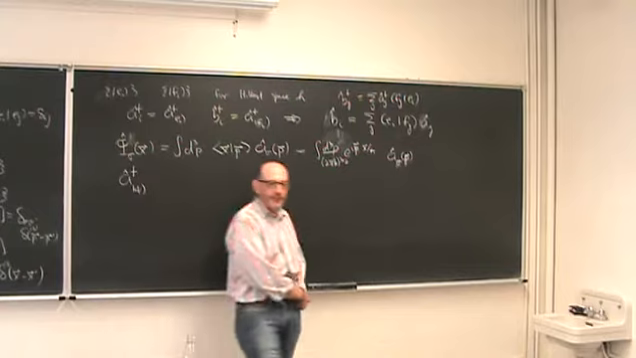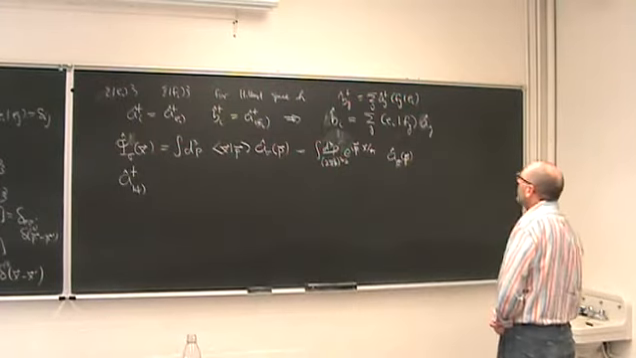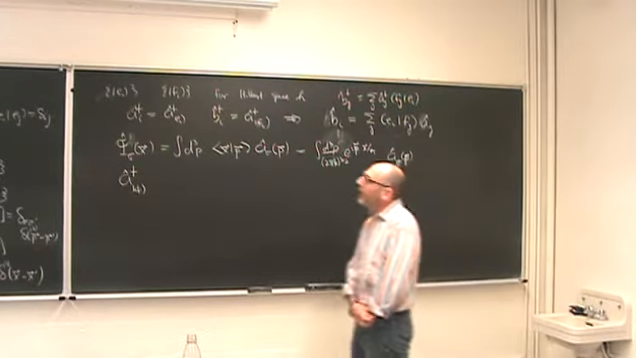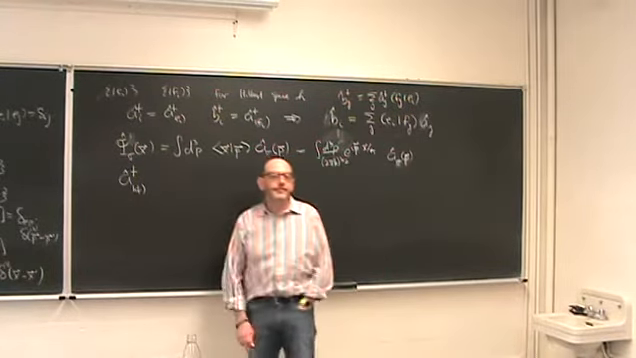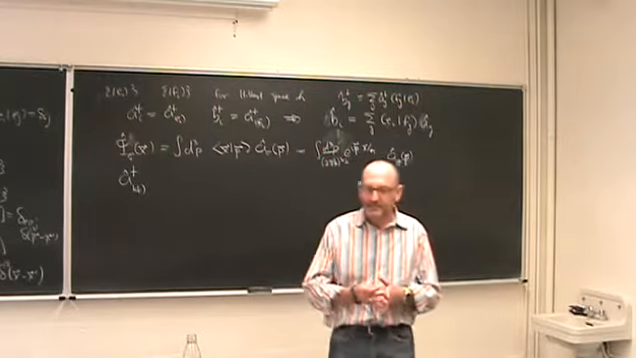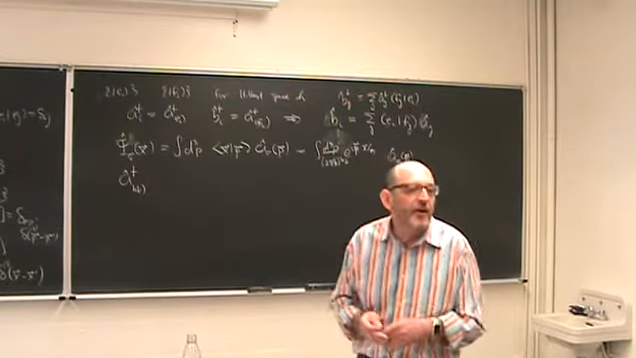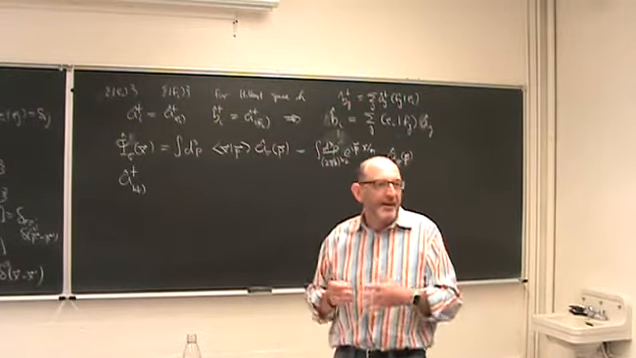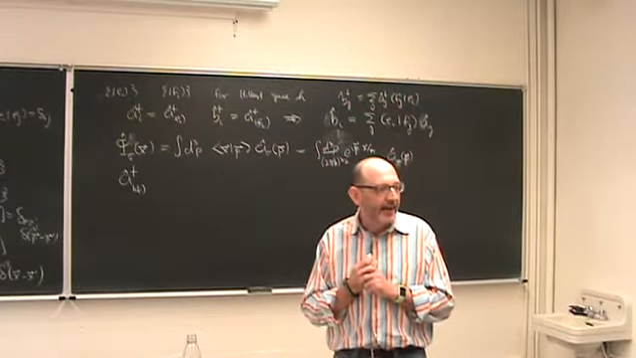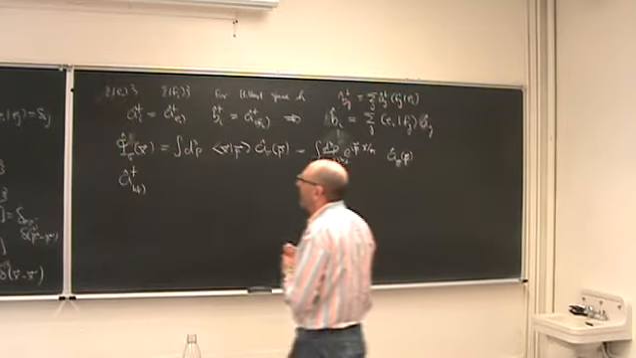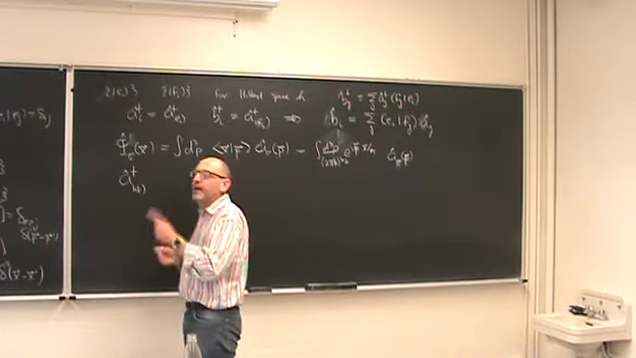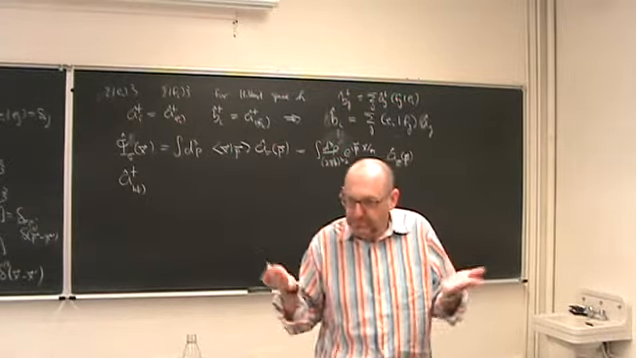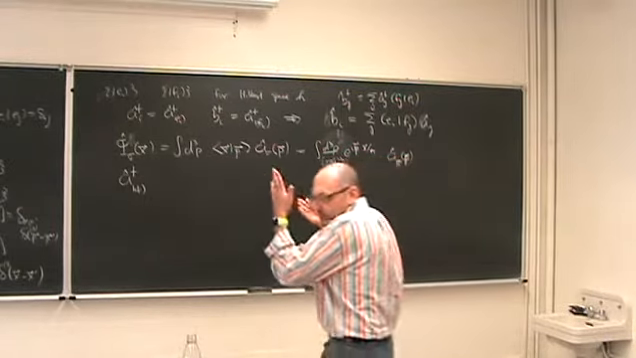This is the creation operator that creates a particle in the state, which I can think about in the wave packet phi. I don't have to think about creating it at a position or in a momentum. I can think about it creating it in any wave packet I like. And when applied to the vacuum, this creates a single particle state. It's not an eigenstate of position or momentum, perhaps, but it's still one particle.